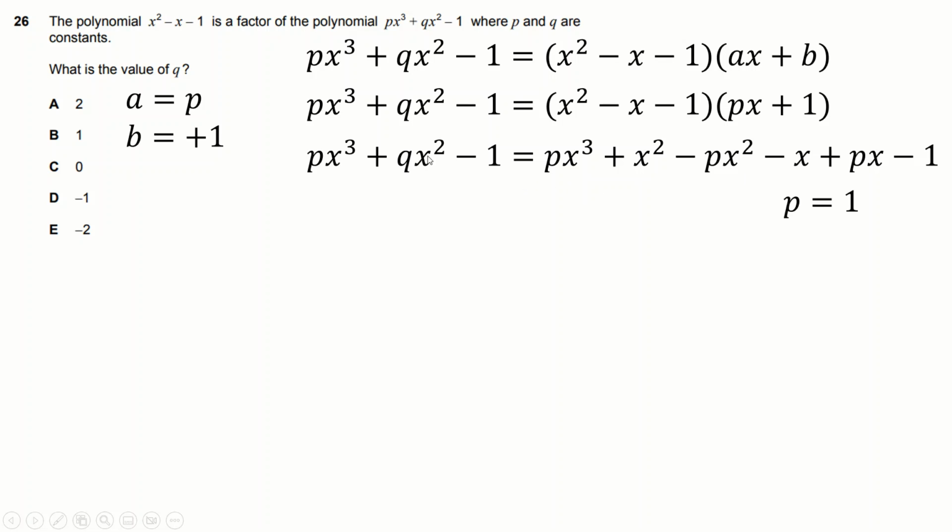And likewise, there are qx squareds over here. So 1x squared minus px squared must equal q, but we know p is 1, so therefore q must be 0, and that's what the question was asking me. Apologies for the mistake in there.